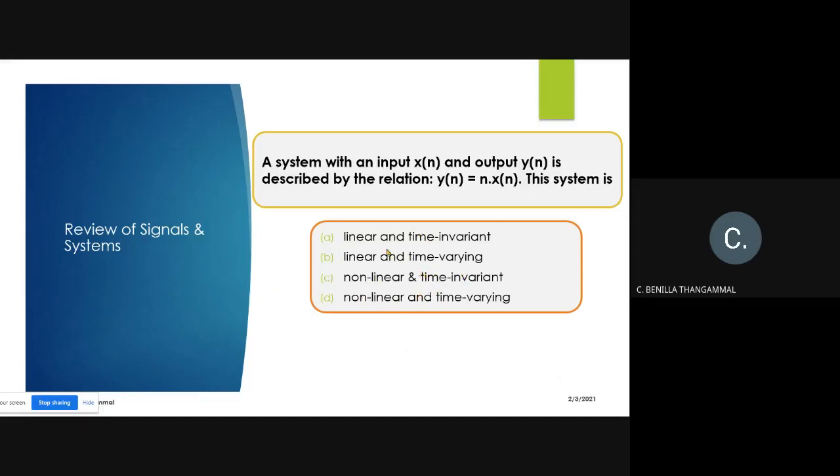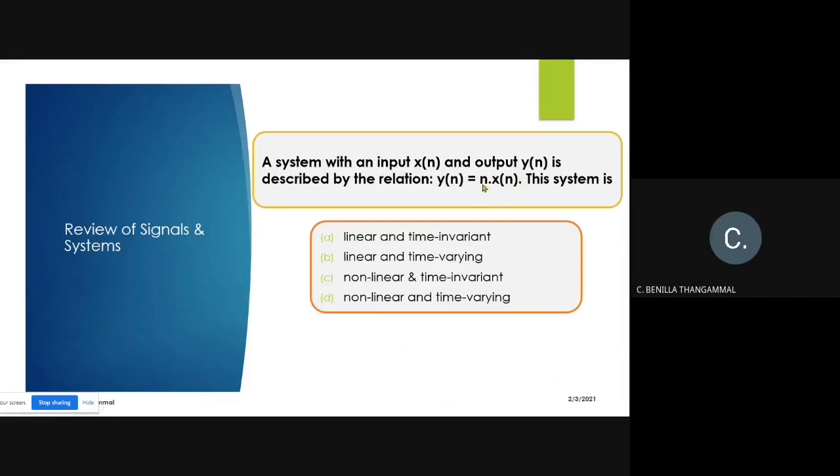As I said earlier, by seeing the system we can say whether it is time variant or invariant. Here, the input is multiplied by the time period. If the input is multiplied by the time variable, it is said to be time variant. The time period or any variant of it, instead of n, could be n minus 1, n plus 1, or n square, whatever it may be.